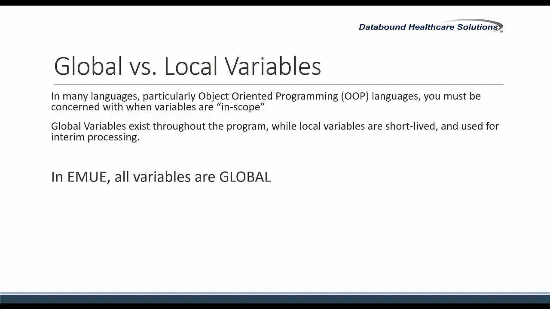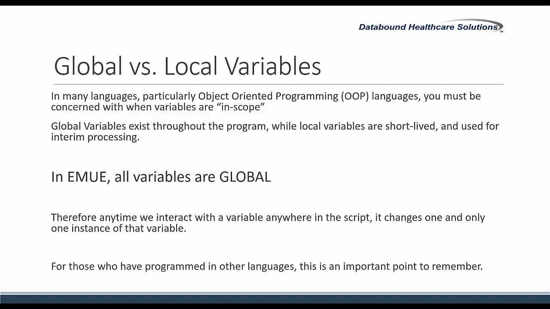In EMUE, though, all variables are global. So if you change a variable in one spot, it's going to change the value of that variable throughout your code. You don't have to worry about, is my value local or is this global? It's all global. So you can be assured that when you're using the same name, you're always getting the same value. So for those who have programmed in another language, this is just something to be aware of. And if you've used EMUE at all before, this is something you've probably experienced. So not a huge concern, but something worth mentioning.